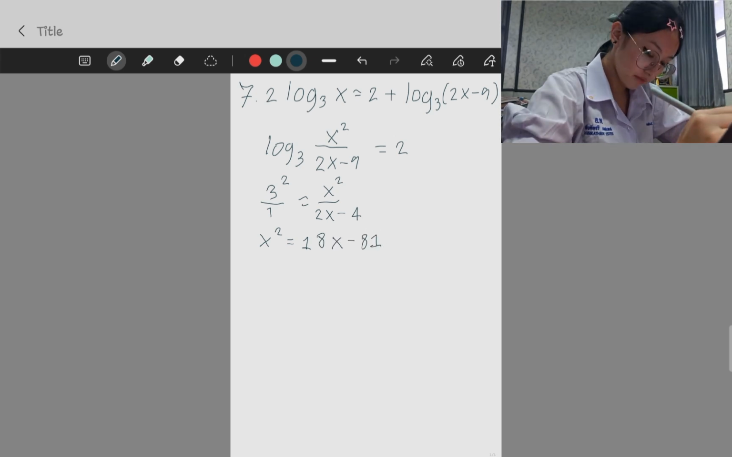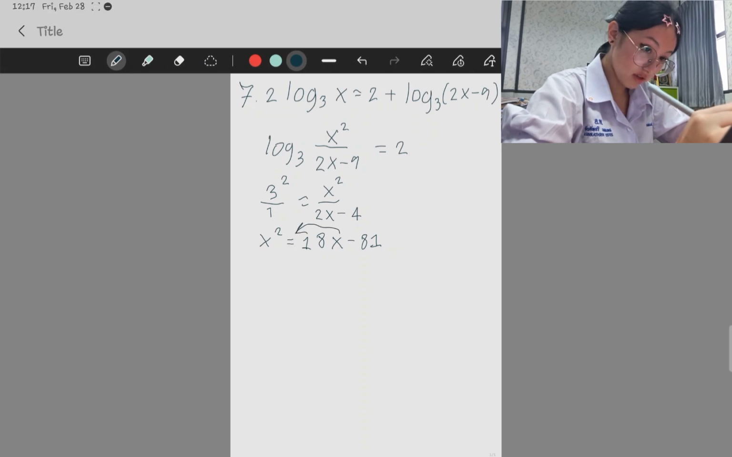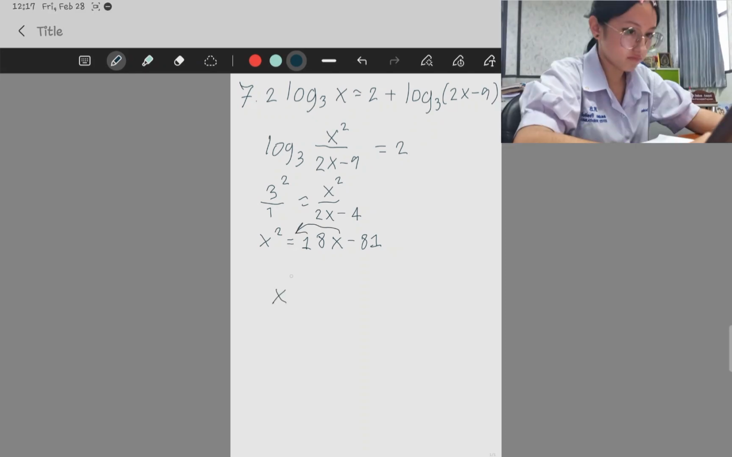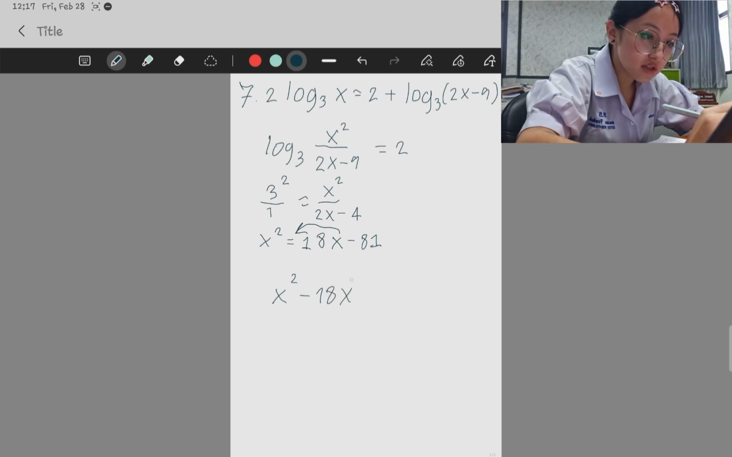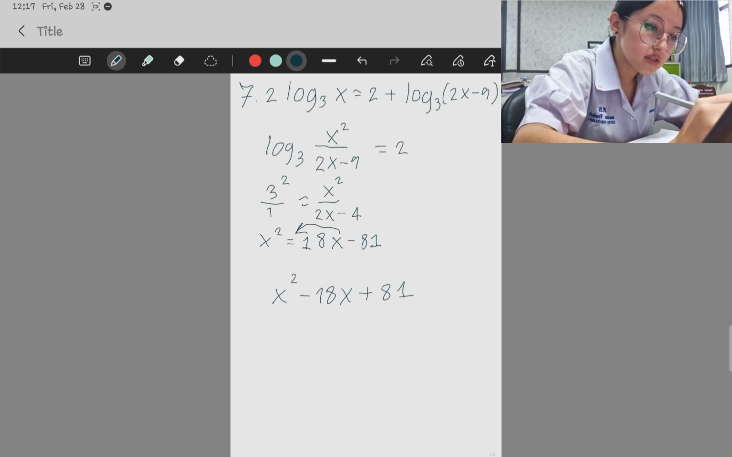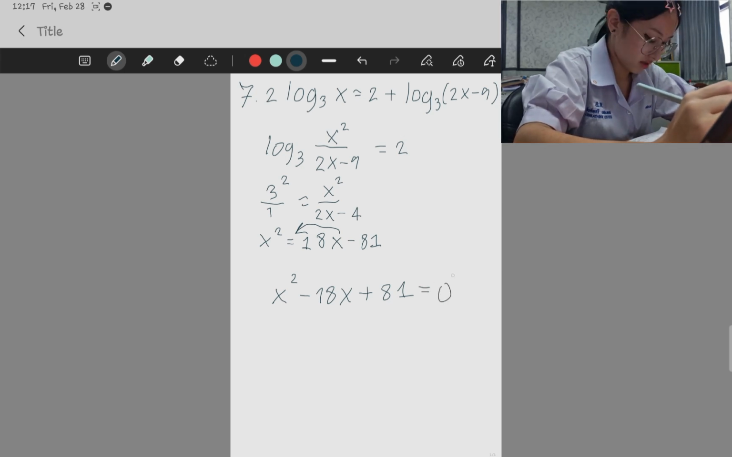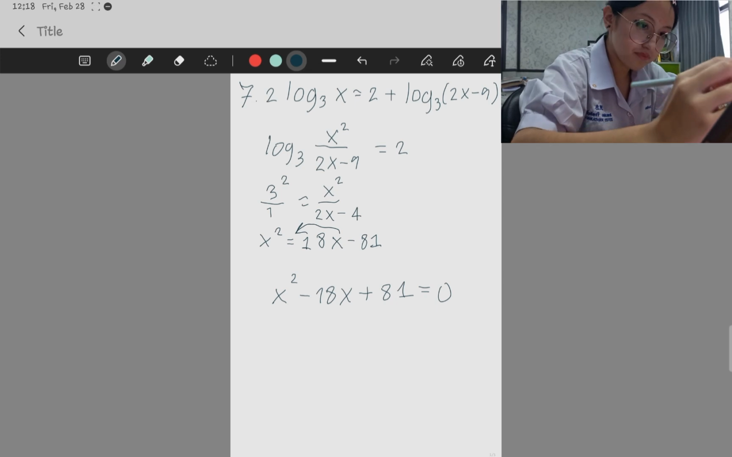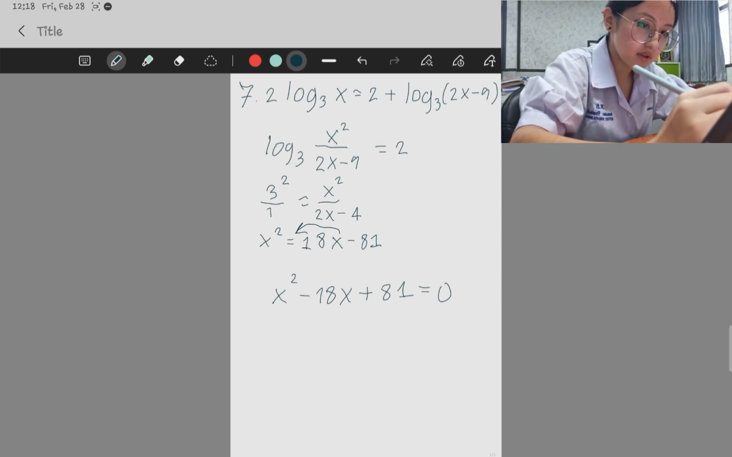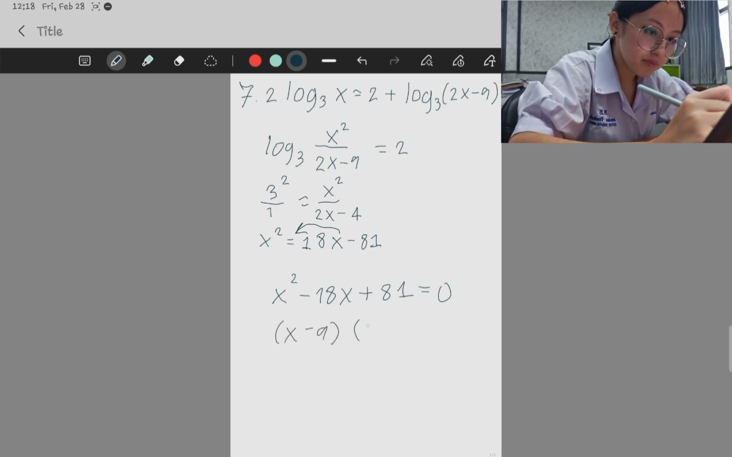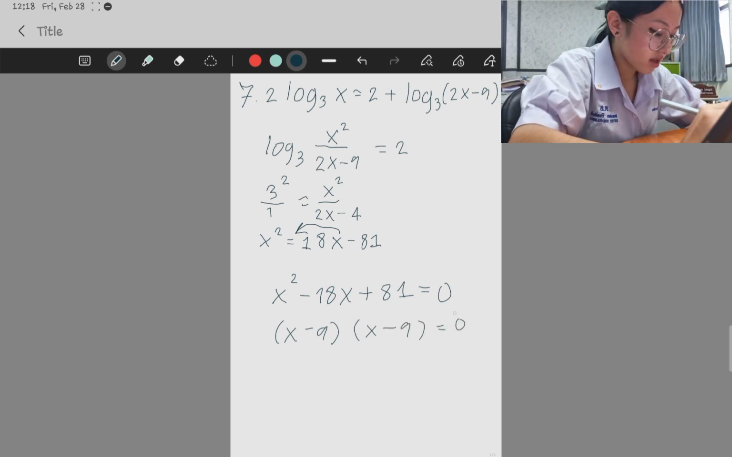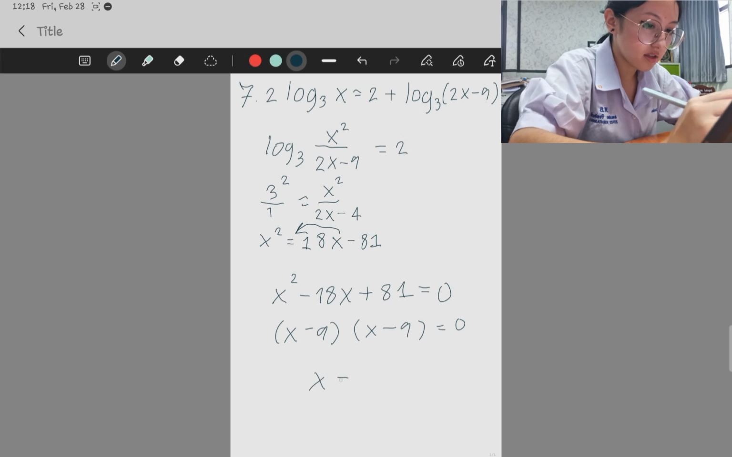Then move both of these with the x, turn it to x to the power of 2 minus 18x plus 81 equals 0, and then you take them each apart to x minus 9 and x minus 9 equals 0. You got your answer, x equals 9.